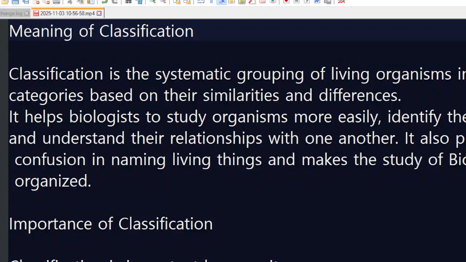of living organisms into categories based on their similarities and differences. It helps biologists to study organisms more easily, identify them correctly, and understand their relationships with one another. It also prevents confusion in naming living things and makes the study of biology more organized. Importance of classification.